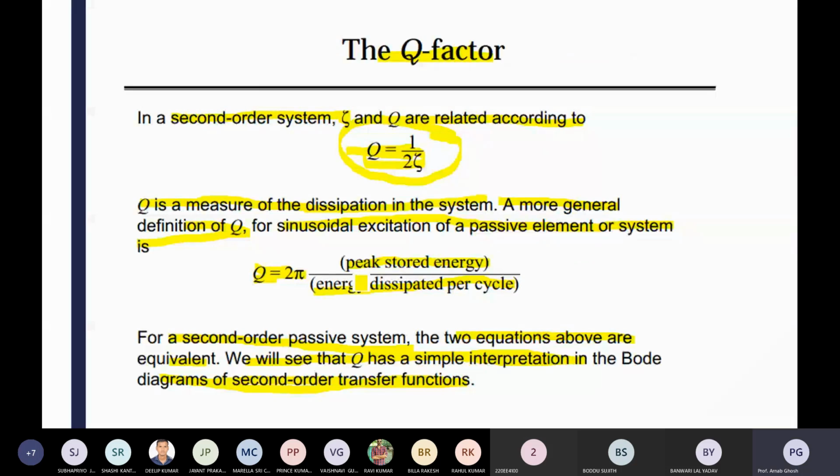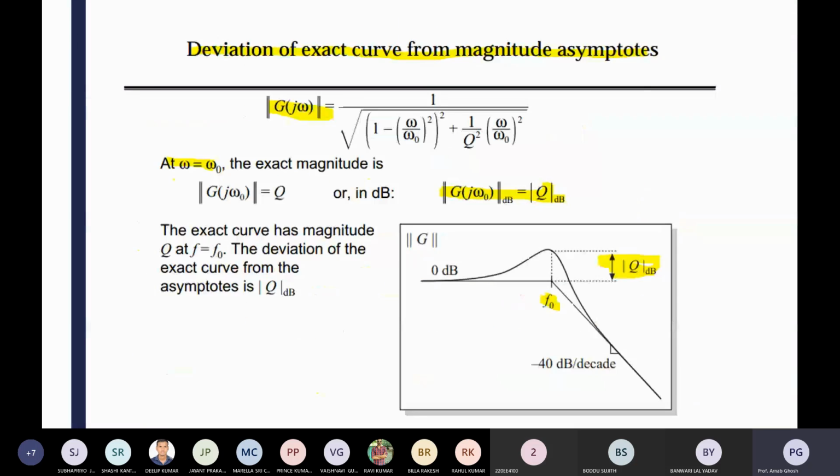So low Q value means if the value is less than 1, the peak stored energy is less than your energy dissipated, means energy storing is less compared to your energy dissipation. Okay, it means like that. If the Q value is greater than 1, it means peak stored energy is greater than your energy dissipation. So energy dissipation is less.